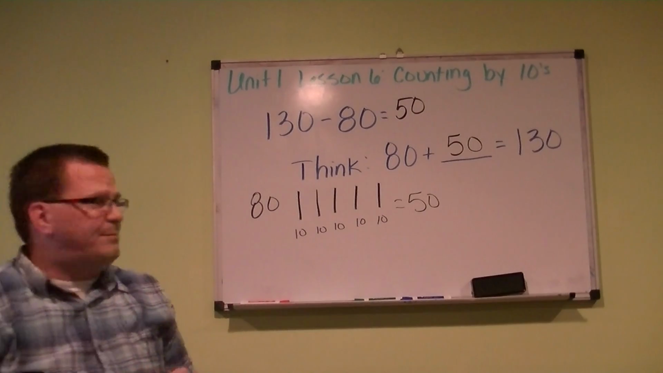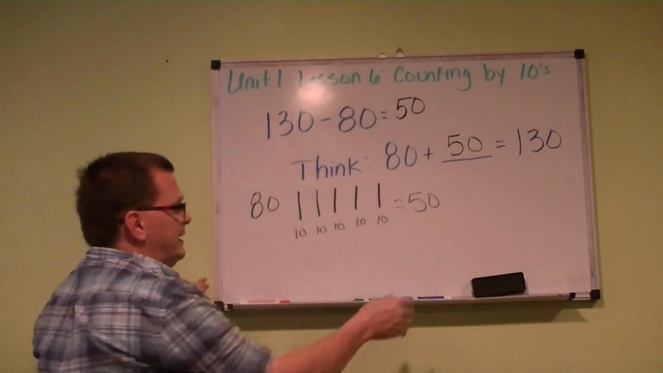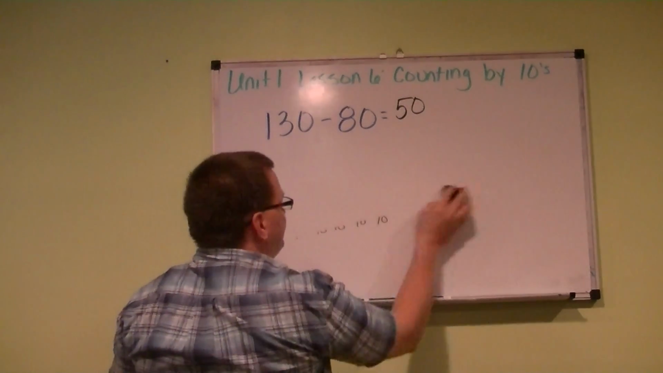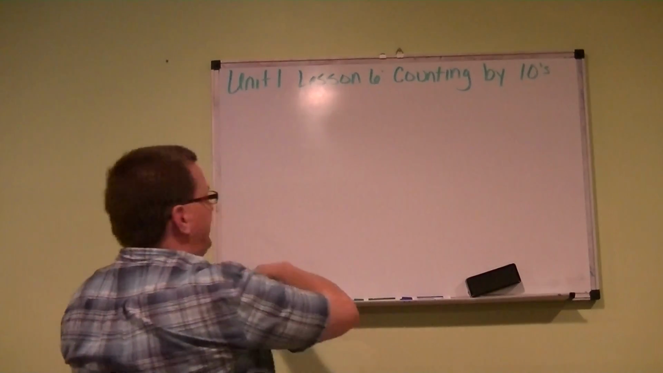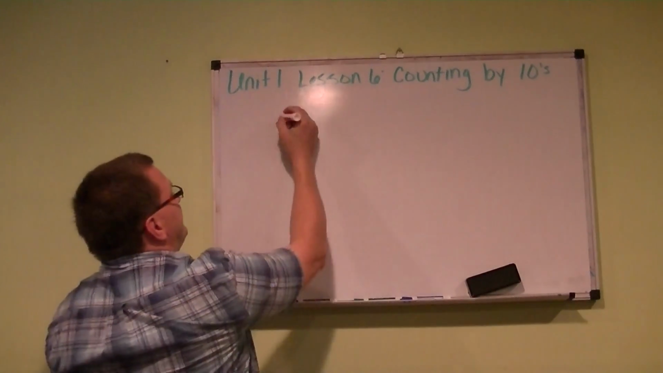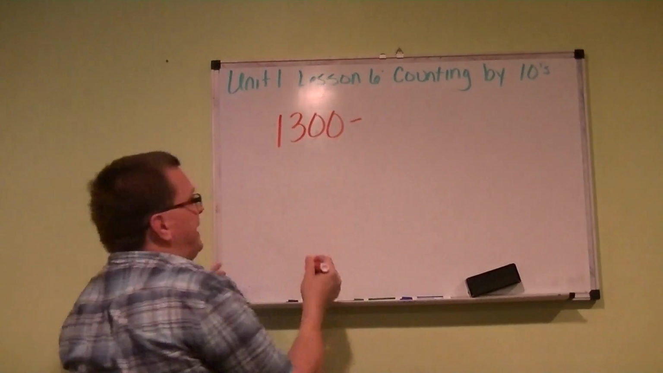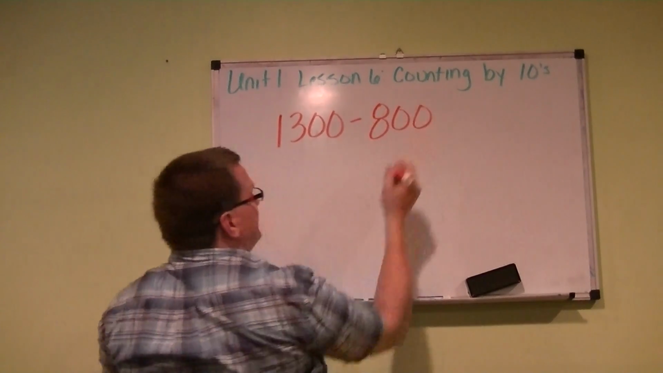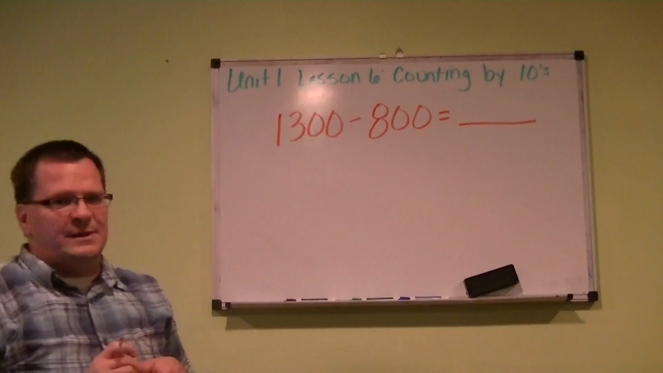Now what happens when we get some bigger numbers? So we did 130 minus 80. Now we're going to add a little bit different to it. We're going to say 1,300 minus 800. And still the same thing, it's mental math.